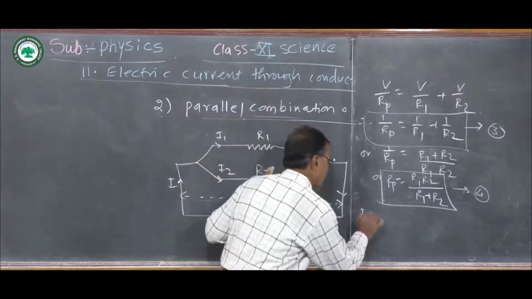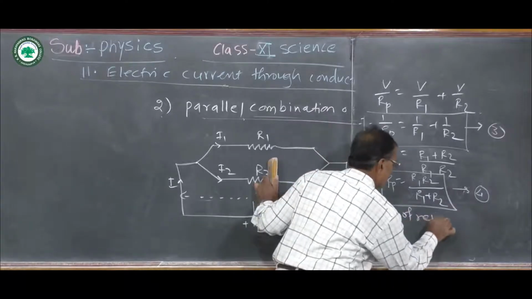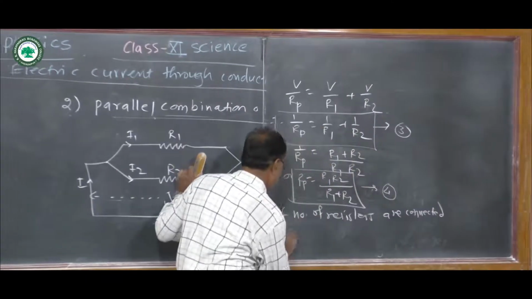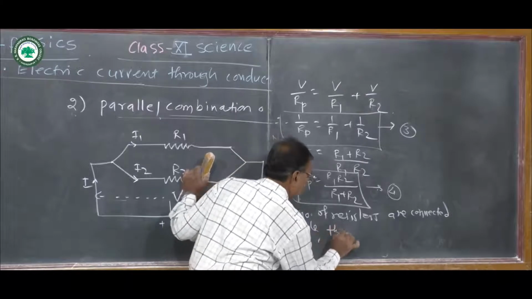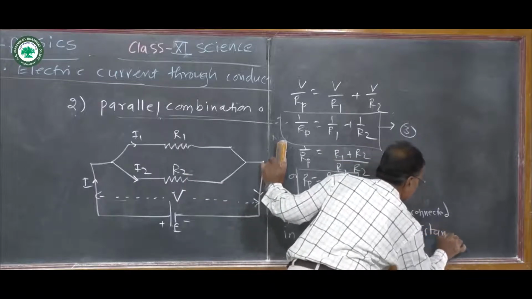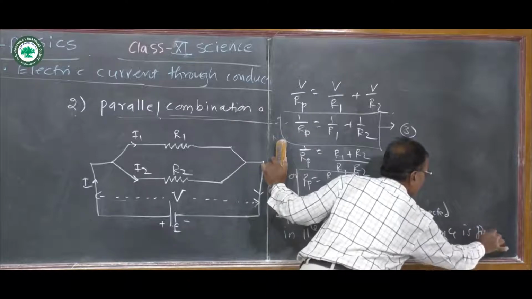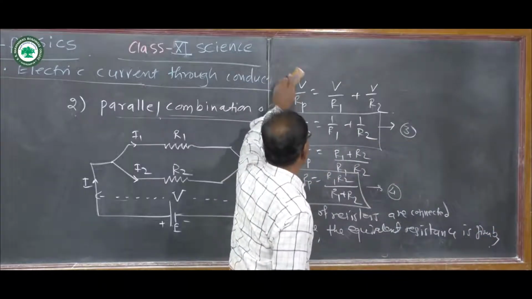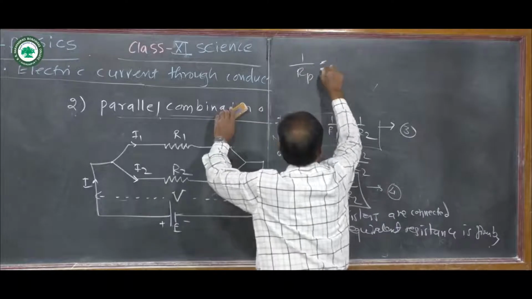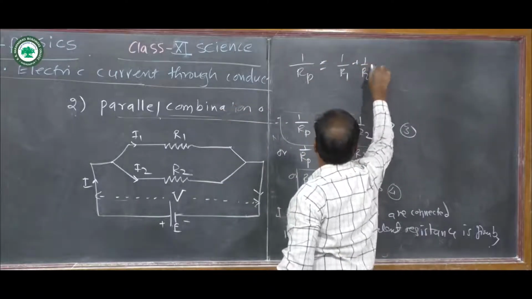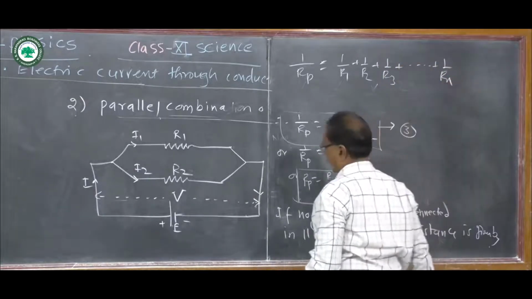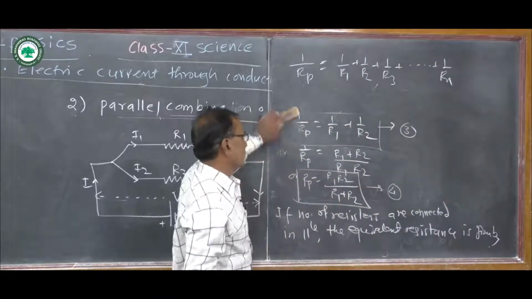If a number of resistors are connected in parallel, the equivalent resistance is given by the relation number 3, 1 upon Rp is equal to 1 upon R1 plus 1 upon R2 plus 1 upon R3 plus and so on plus 1 upon Rn, where n is the number of resistors.